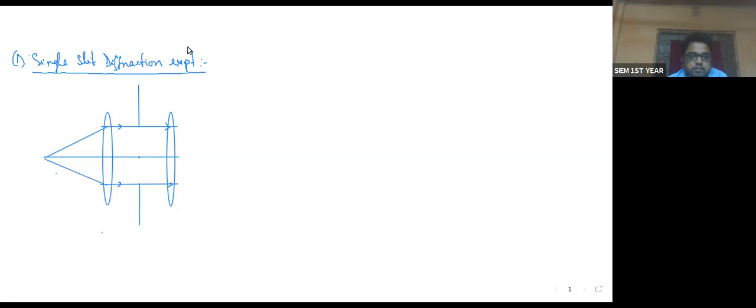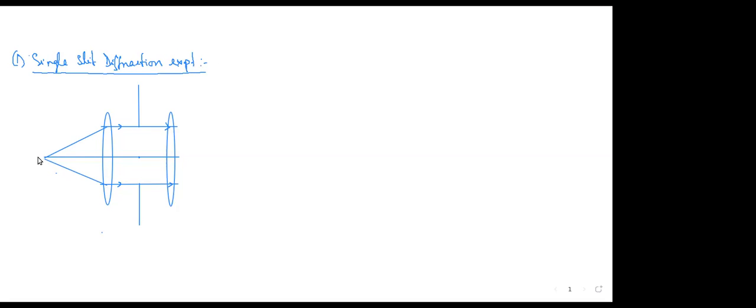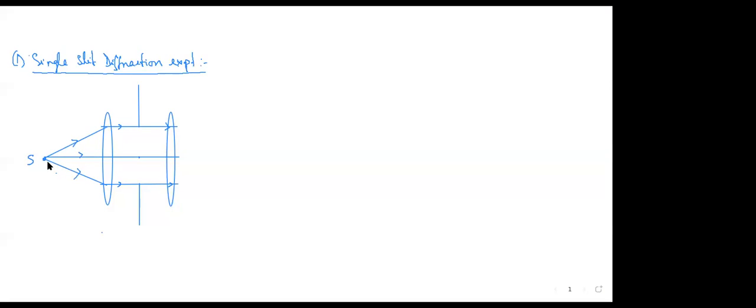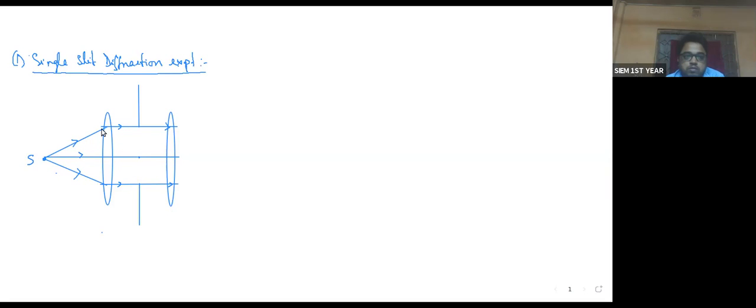समझ में आ रहा है? तो सौरभ, so this is the source. सर वो सोर्स फोकस पे है सर। फोकस पे है, राइट। So ये सोर्स फोकस पे है, तो ray after refraction through the lens will be parallel.